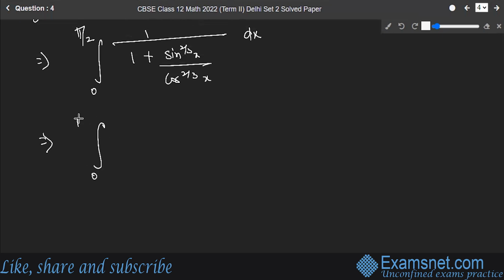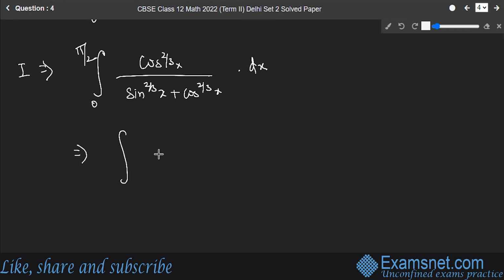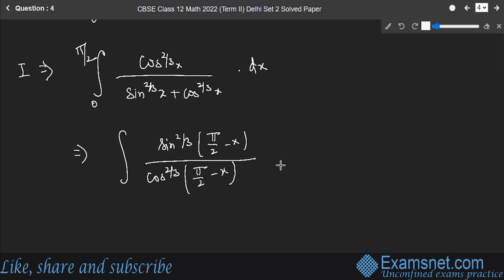So this is equal to I, integral 0 to pi by 2. This will be cos 2 by 3 x upon sine 2 by 3 x, cos 2 by 3 x dx. Right, so if I want to change into sine, it can be done as sine raised to power 2 by 3 of pi by 2 minus x, whole divided by cos raised to power 2 by 3 of pi by 2 minus x, sine 2 by 3 of pi by 2 minus x into dx.